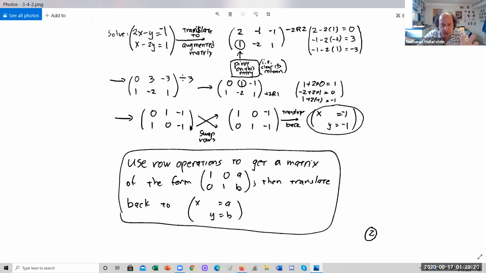Now, for reasons of neatness, we swap rows. So we get a diagonal, 1, 0, 1 here. And then we have negative 1, negative 1. And when you translate back, this becomes x equals negative 1 and y equals negative 1. I did this swap because otherwise we get y and then x. I want to have them in alphabetical order. So you use row operations to get a matrix of the form 1, 0, a, 0, 1, b, which translates back to x equals a and y equals b.